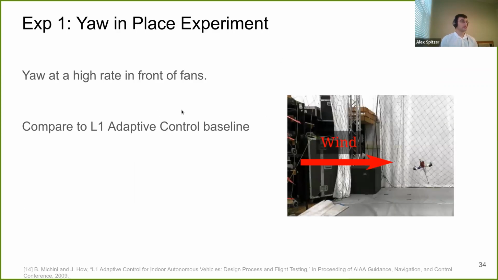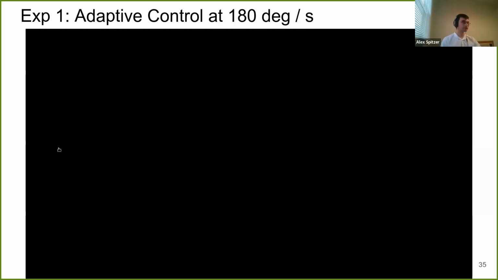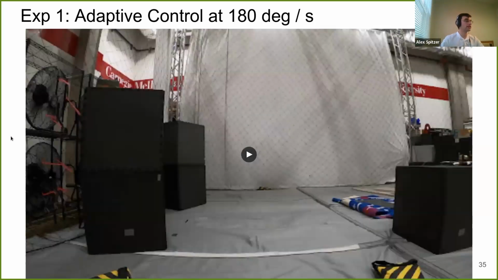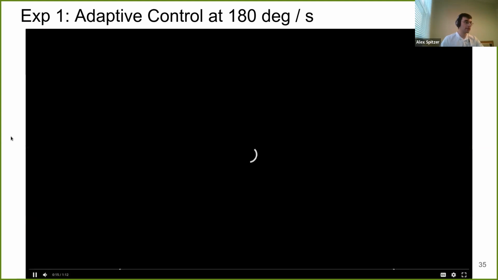So the first experiment, the goal is to stay still, station keeping at a particular point while spinning in place with the fan hitting the cardboard. And as a baseline, we're going to compare to an adaptive control method, which estimates the disturbance recursively, but does not model the disturbance. So first, I'm going to show you what the adaptive method looks like for this experiment.